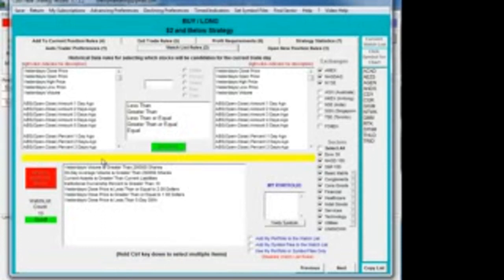So here are the watch list rules, and again, the watch list is to narrow down the stocks we're looking at so the auto trader runs efficiently. All these stocks must have volume of 200,000 shares, both yesterday and a 30-day average over 200,000 shares. These companies have assets that are greater than their liabilities. Institutional ownership is greater than 10%. The stocks are less than $2 and more than or equal to $1. And the close price yesterday is less than the 5-day simple moving average.